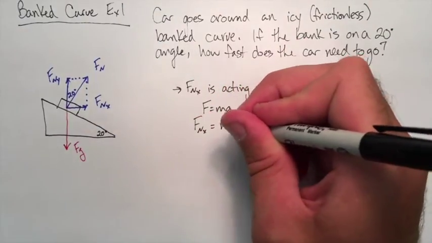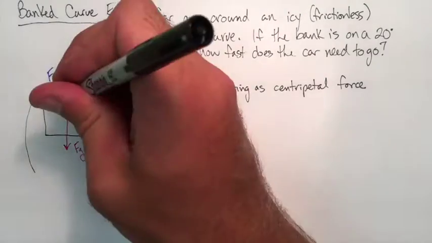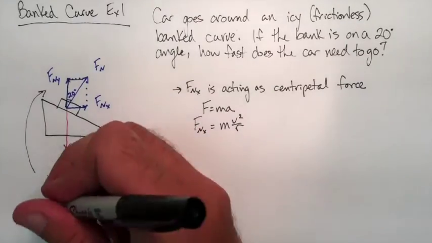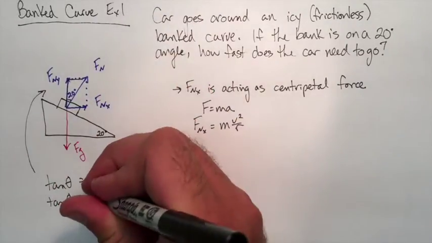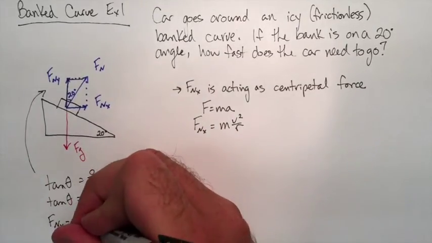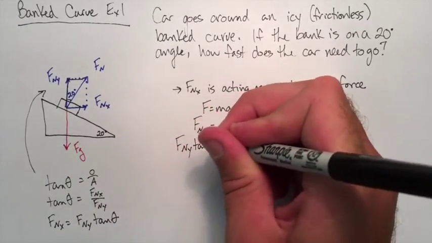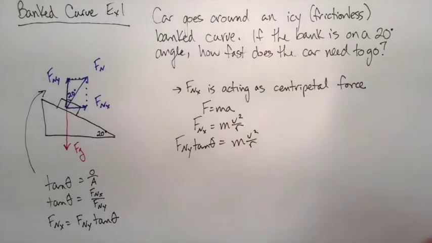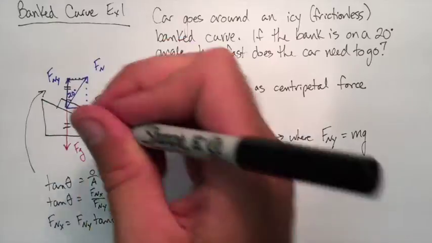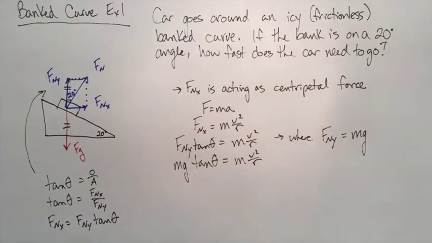F equals ma. So Fnx equals mv squared over r. But what is Fn of x? We can relate it to Fn of y through tan theta. So tan theta equals Fnx over Fny. So Fnx equals Fny tan theta. Now that's important because we know Fny is equal to mg. So we can sub that in. That's something that we know. So mg tan theta equals mv squared over r.